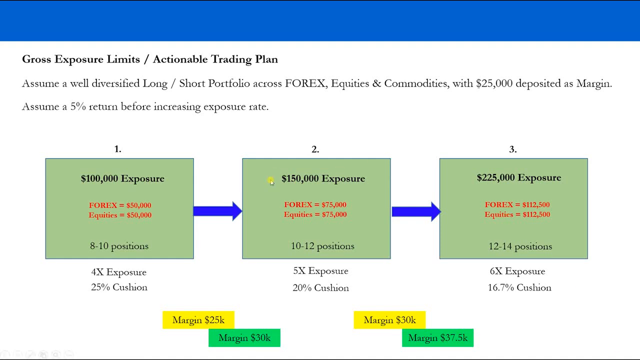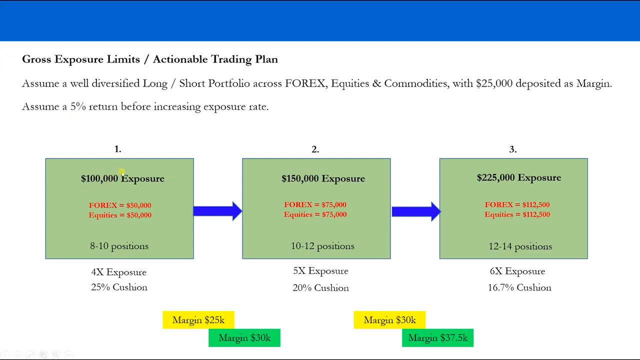In step one, we're putting $25,000 into our trading account. We're yet to make any money. We're yet to lose any money. So we have to apply an exposure rate that gives us a chance of making good money in a well-diversified long-short portfolio across Forex and equities and maybe commodities. It gives us a good chance of making money, but is not ill-disciplined enough where we're going to receive a margin call very easily. We want to ease our way in to building our exposure and make money along the way.